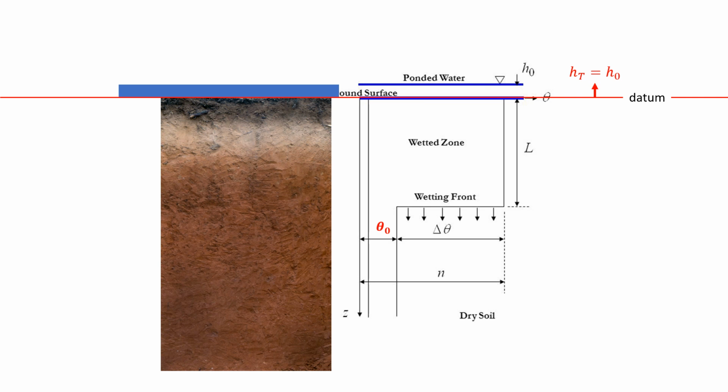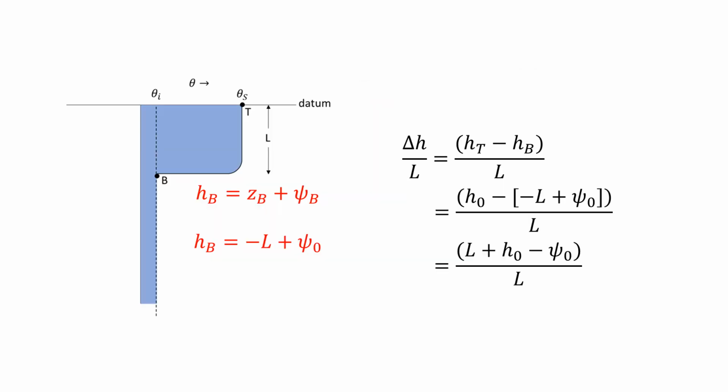We're going to use the surface as datum. The head at the top of the wetted zone is actually the height of the puddle, but since this is usually really small, we often just assume that the head at the top is 0. The head at the bottom of the wetted zone is in the unsaturated zone, so we have to use the equation head equals elevation plus matric potential. The bottom of the wetted zone is located at a distance L beneath the datum, so its elevation is minus L.